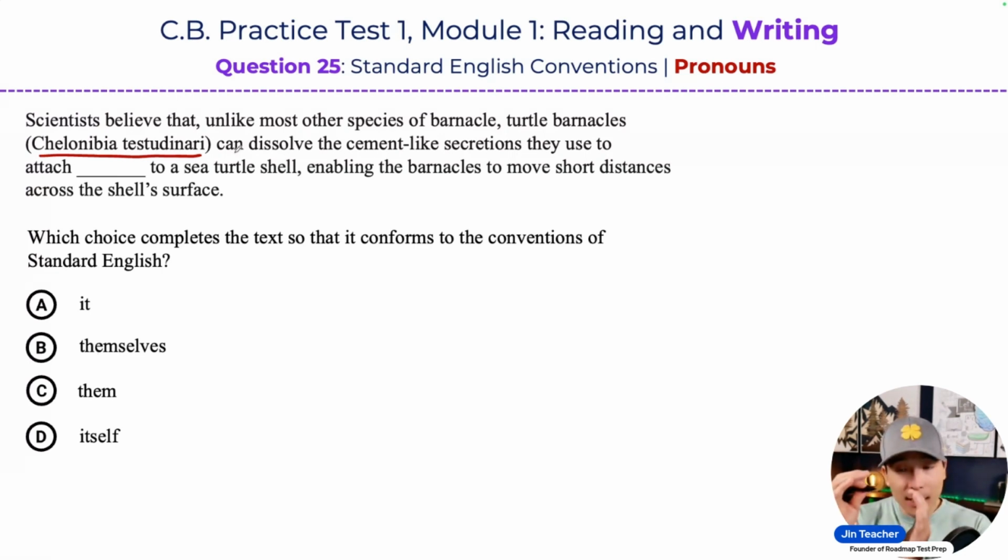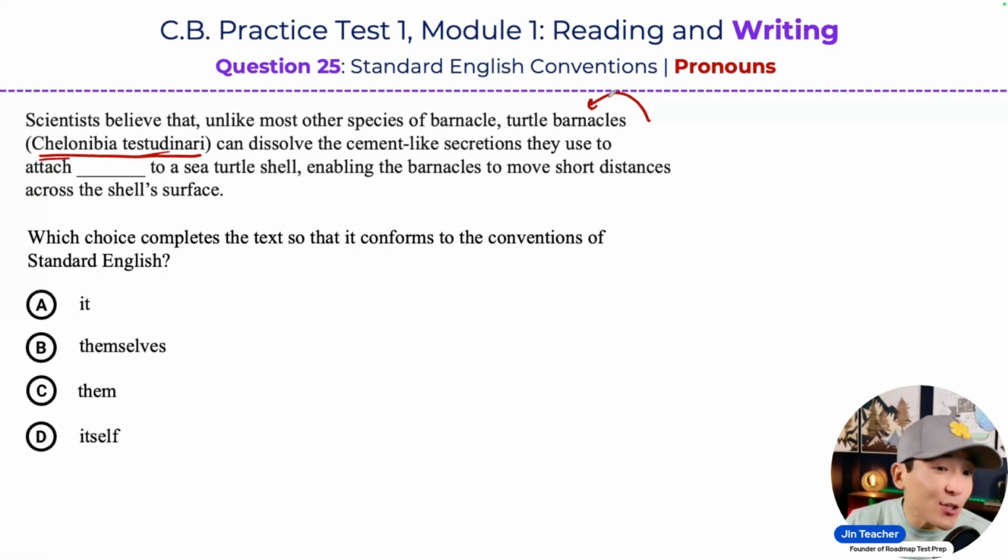When you have words in parentheses, in this case you know that CH test is just the scientific name for turtle barnacles. Information inside of parentheses just refers back to what was previously talked about. In this case, it's just giving you the scientific name of this animal species. As long as you know that, it's okay. You're not going to get points taken off if you don't know how to pronounce this term correctly. I have no idea. You don't want to waste your time with that either.